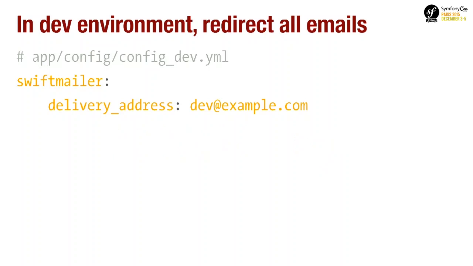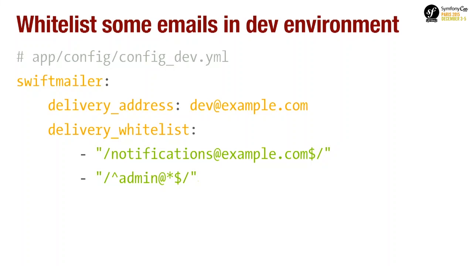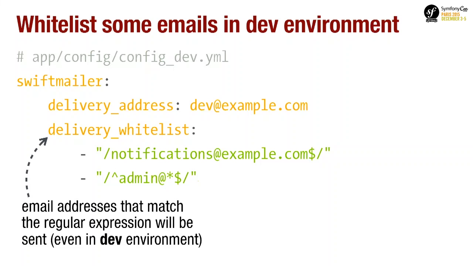I hope everyone knows this option, the delivery address. You can redirect all the emails sent by the application in the development environment to that address. This is very well known. But this other option is not that well known. You can whitelist, you can exclude some emails from that option and say, hey, if some email matches these regular expressions, send the email. It doesn't matter that it's the development environment, those emails are really sent.